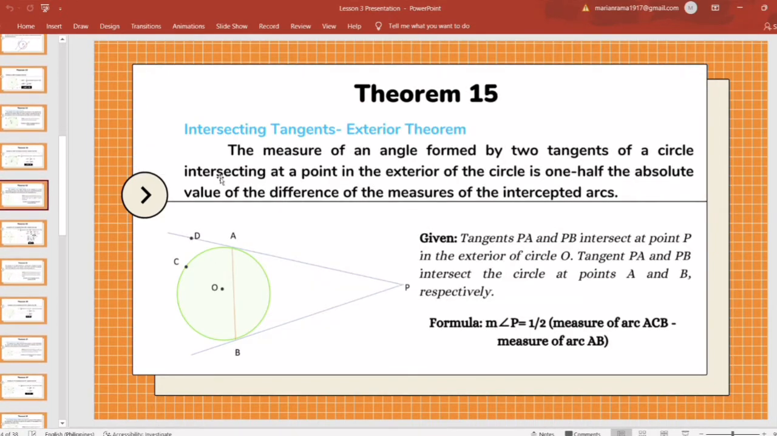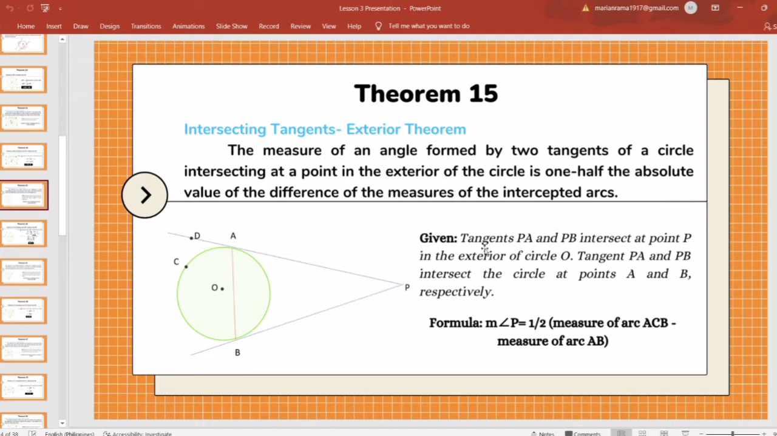Next, we have theorem 15. It says intersecting tangents exterior theorem. So from the other theorems beforehand we had the interior theorem, and now let's tackle the exterior theorem. The measure of an angle formed by two tangents of a circle intersecting at a point in the exterior of the circle is 1/2 the absolute value of the difference of the measures of the intercepted arcs.